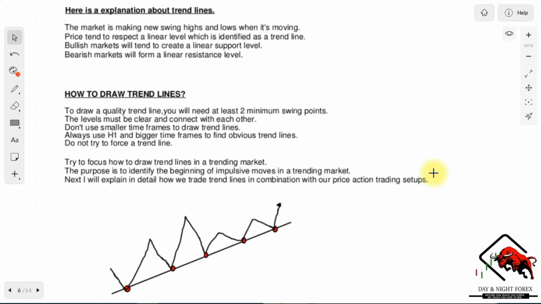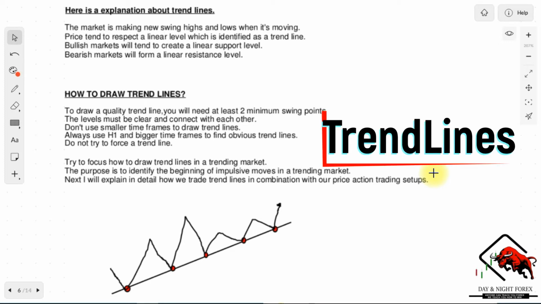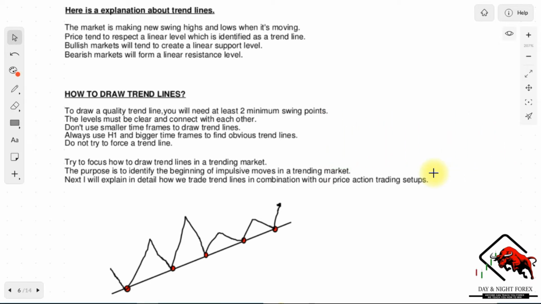But another very, very powerful way to predict this impulsive move, the end and the beginning of those, is by making use of trend lines. So the market makes new swing highs and lows when it's moving, right? As we said, the market moves up and down all the time. Price tends to respect a linear level, which is identified as a trend line.